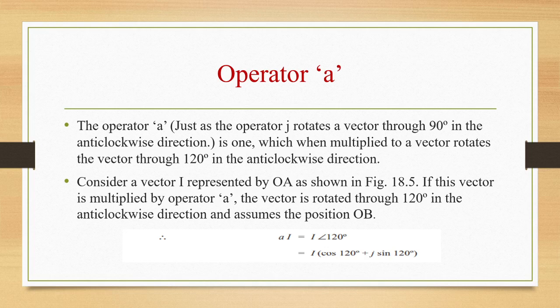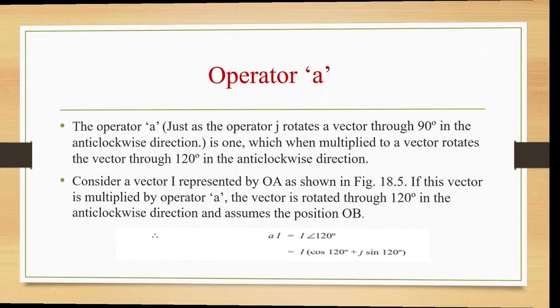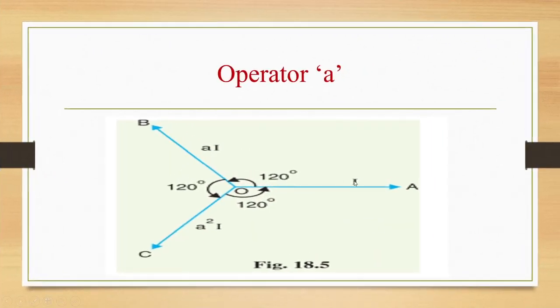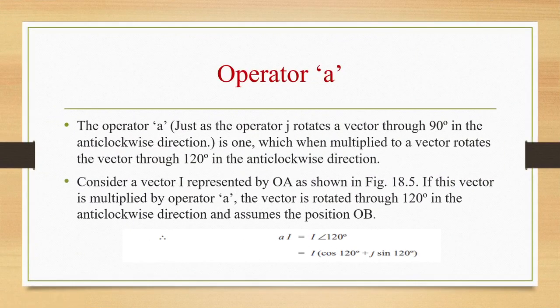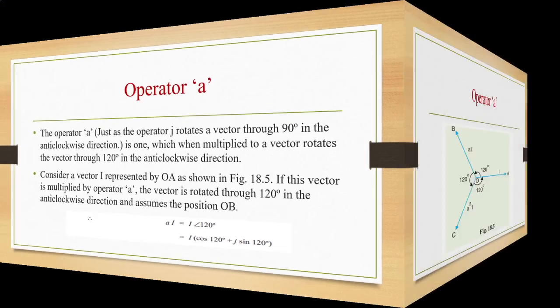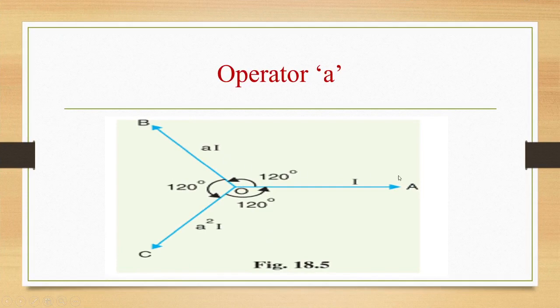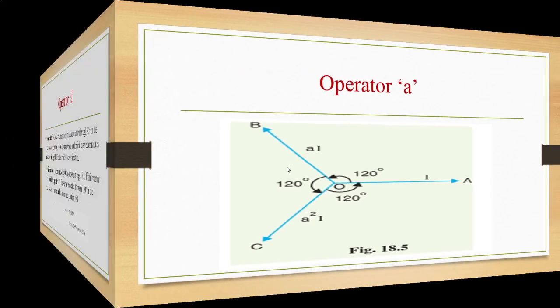So what is operator A? Operator A is one which when multiplied to a vector rotates the vector through 120 degrees in anticlockwise direction. Let us consider the vector I represented by OA in the figure. If this vector is multiplied by operator A, the vector is rotated through 120 degrees in the anticlockwise direction and it will assume the position OB. So vector OA, represented by I, multiplied by A is represented by OB, which is displaced from OA by an angle of 120 degrees.